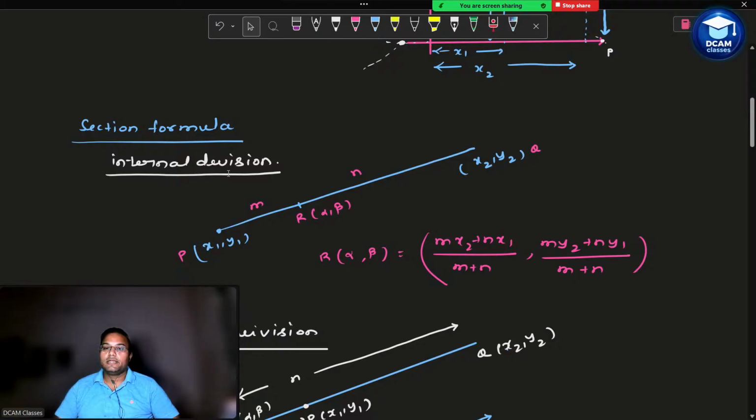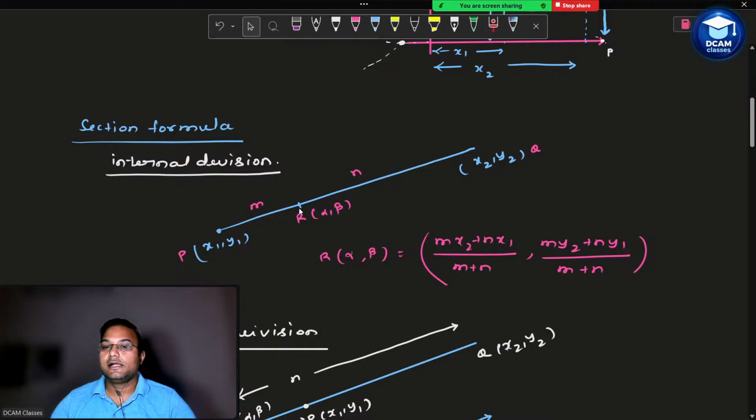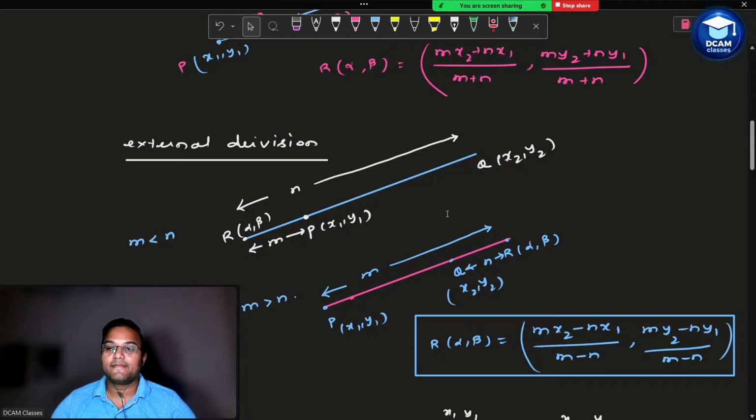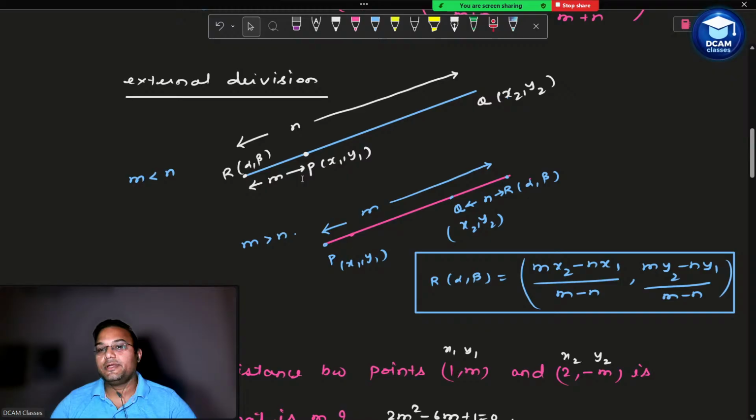Now coming to the other formula, the section formula. If there are 2 points, and there is one point R (alpha, beta) which divides the line joining these 2 points internally in the ratio m is to n, then what will be the coordinate of R? It is (mx2 plus nx1) by (m plus n), (my2 plus ny1) by (m plus n). This you knew already, it was in class 10. But you may not know the external division.